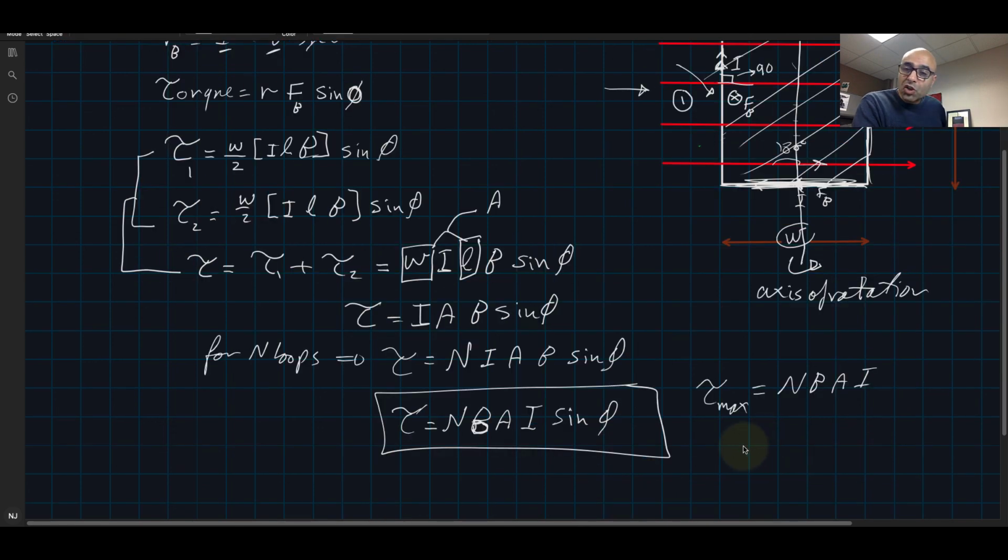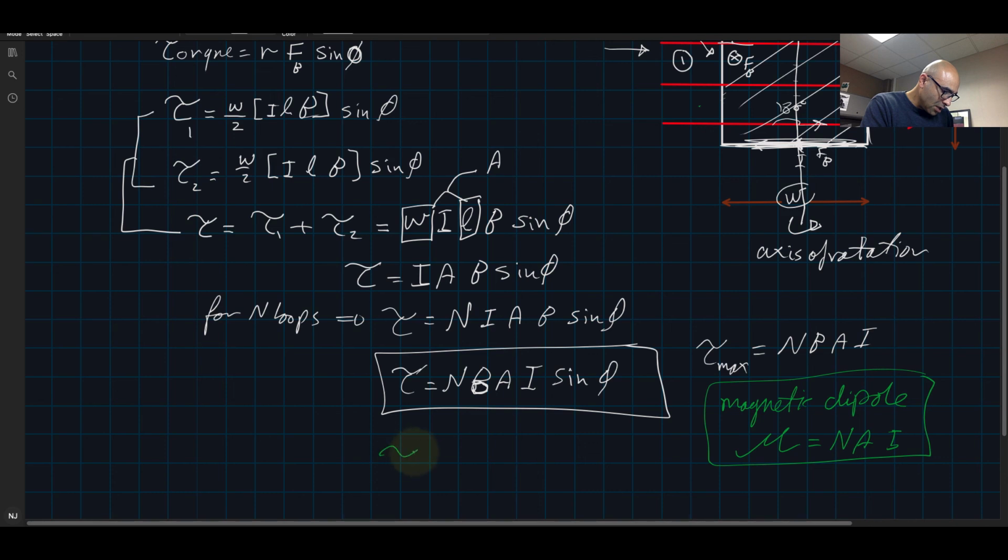A quantity of historical importance is known as the magnetic dipole, known as mu, and mu is equal to N A I. That's a very important quantity. So if you want to rewrite this whole equation, torque is equal to mu times the magnetic field times sine phi. That's another form in which you can write this equation, because mu is equal to NIA, times B sine phi, and that's it.